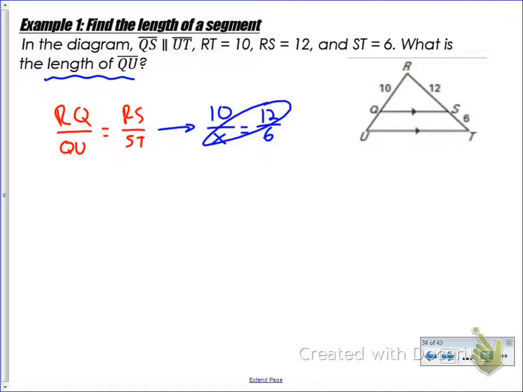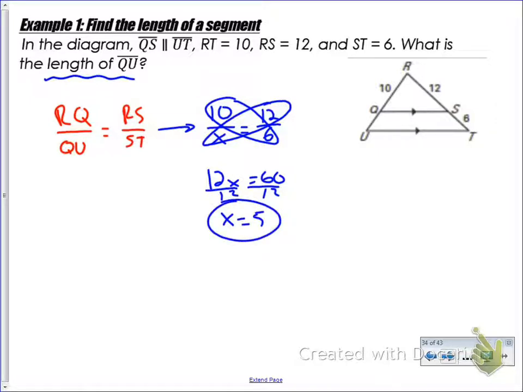Cross multiply, 12 times X is 12X. 10 times 6 is going to be 60. Divide both sides by 12, and X is going to equal 5. So in this case, QU is going to be 5.